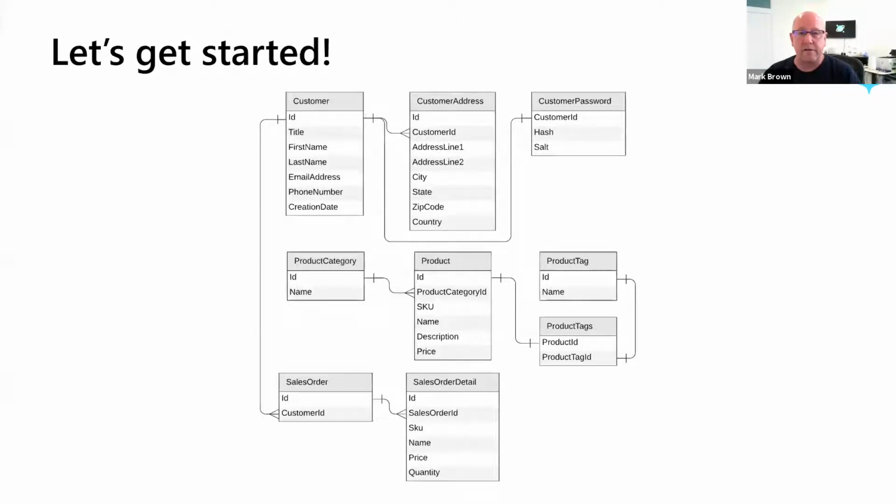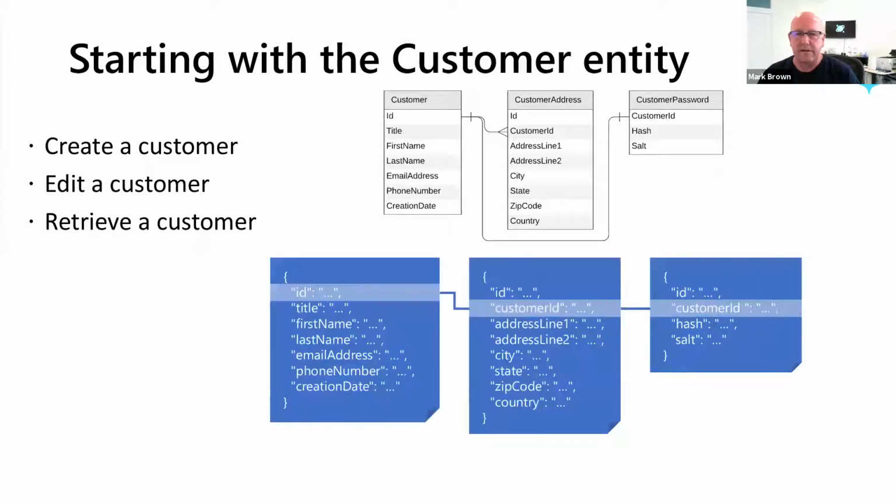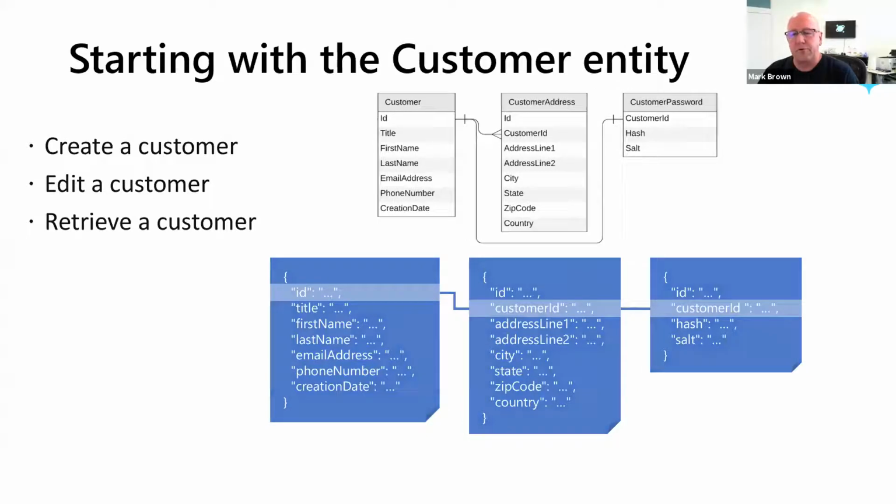Now, let's get started, and we're going to remodel this relational database for Cosmos DB. And let's start with our customer entities. So again, I start with the operations we have here: create a customer, edit a customer, and retrieve a customer. Now, Cosmos is a JSON store. So the thing we need to do is represent this as JSON. So I've got my customer address and my customer password table, and we'll show those as JSON.